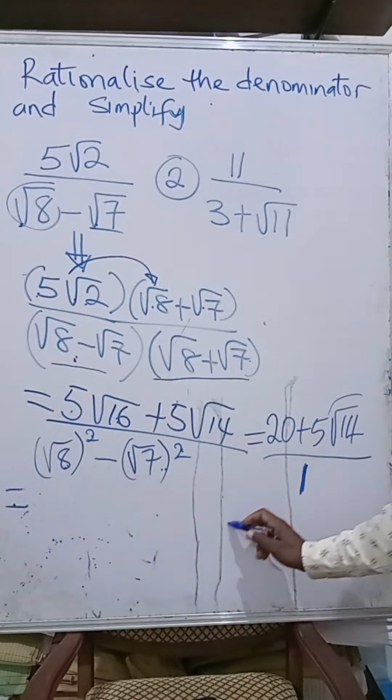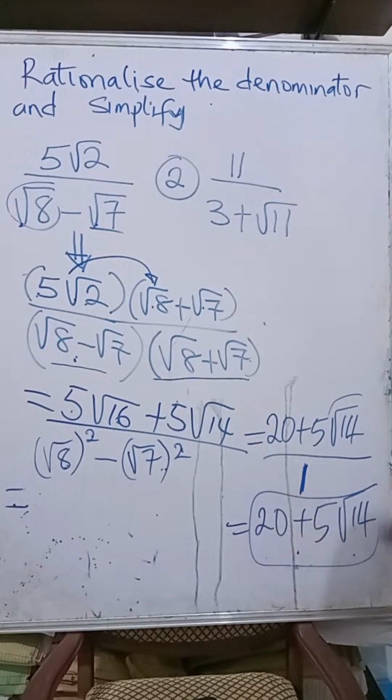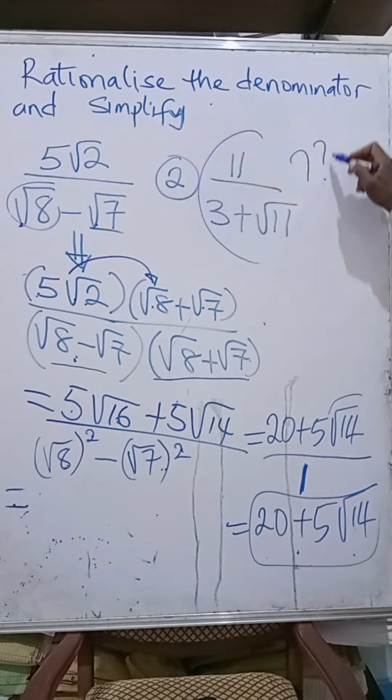So the answer is what? 20 plus 5 root 14. Okay, so that's the answer for that question. I will drop this one in the comment section. This number 2, do that and put the answer in the comment section.